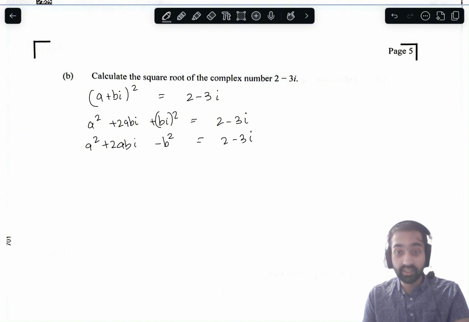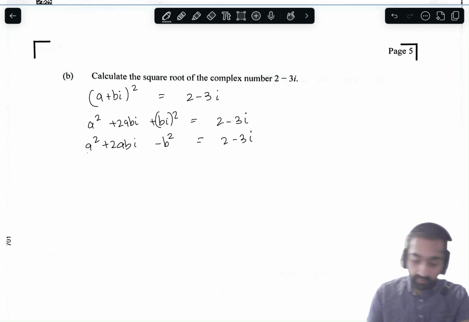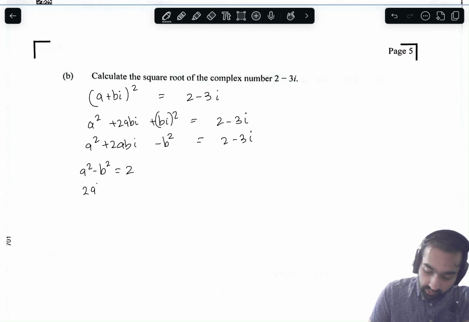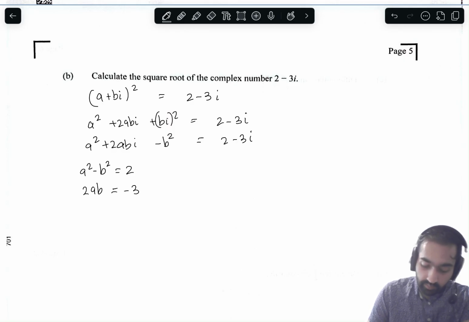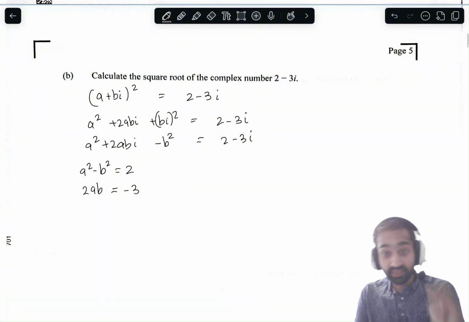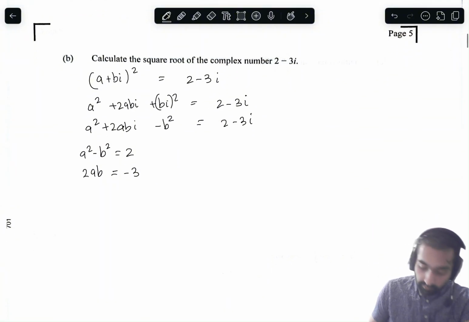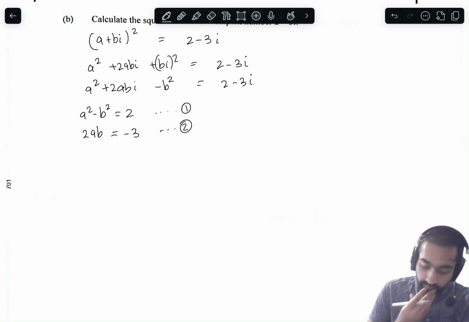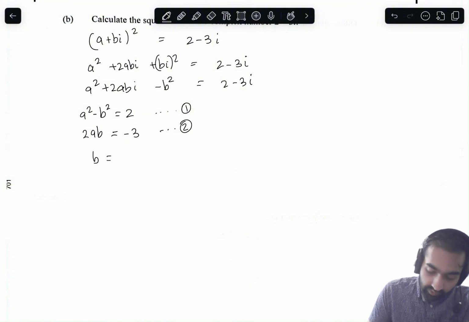Now I equate the real and the imaginary parts. The real part is a squared minus b squared on the left side, and that has to equal the real part on the right side, which is 2. The imaginary part is 2ab, which must equal minus 3. Keep in mind a and b are real numbers here. Now I'm going to solve for a and b simultaneously using equations 1 and 2. The first thing is, b is equal to minus 3 over 2a.